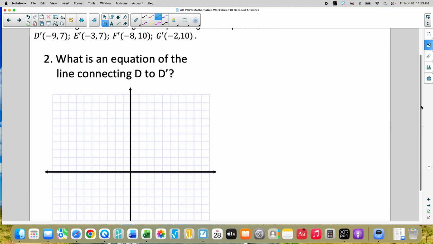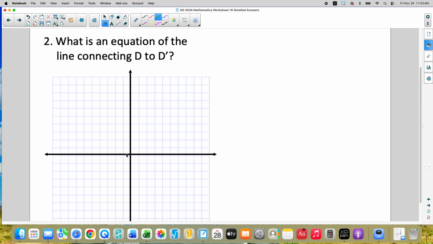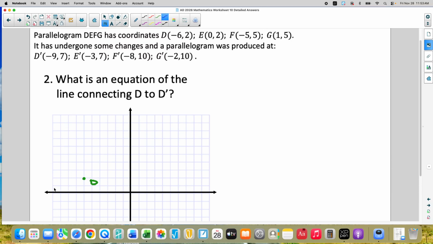Okay, so we talked about slope. So let's look at those 2 points again. Let's take D. D is negative 6, 2, negative 6, 1, 2, 3, 4, 5, 6. Whoops, sorry, 2. 1, 2, 3, 4, 5, 6, 2 would be here. That is going to be D. And then D prime is negative 9, 7. So 2, 3, 4, 5, 6, 7. That would be D prime.